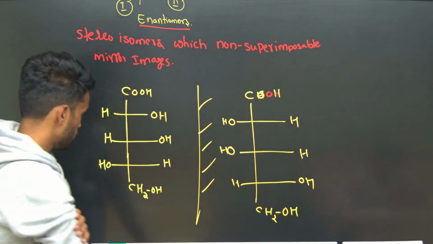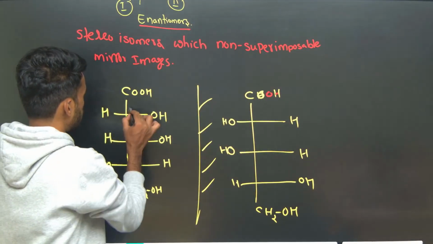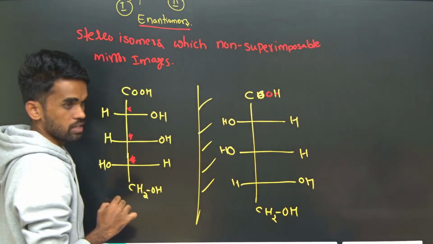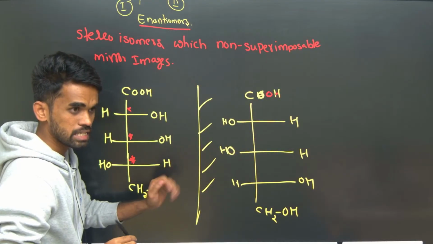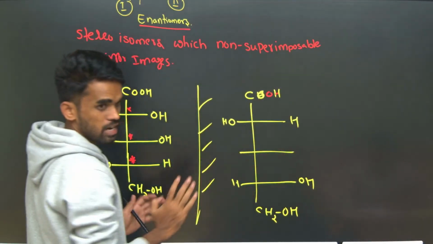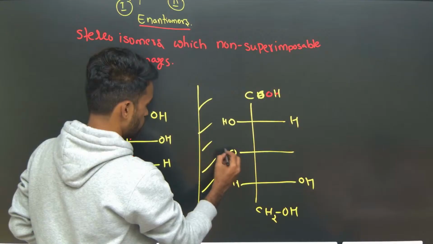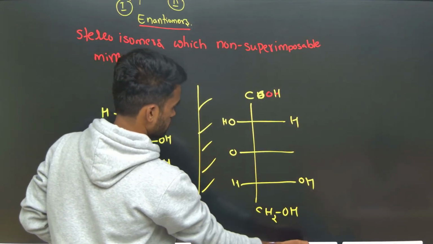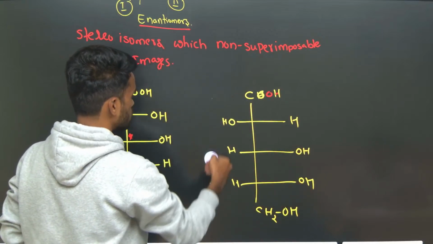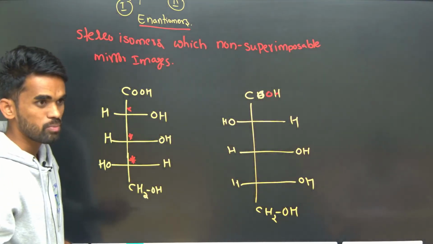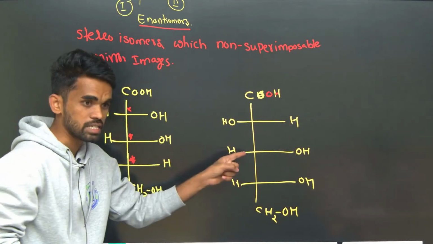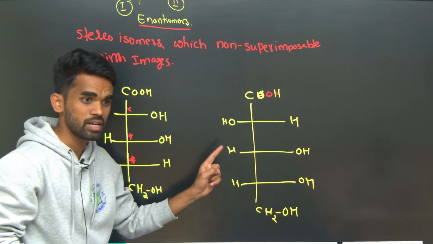Now see what I am doing. How many chiral centers are there here? 1, 2, 3 chiral centers are there. So the mirror image also has 3 chiral centers. Now I am just changing the configuration of one of these chiral centers, like OH, H, OH. Now tell me whether these 1 and 2 are mirror images or not. No, they are not mirror images. Why? Because the configuration at the second chiral center has not changed here. So these are not mirror images.